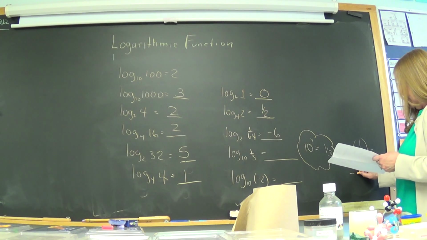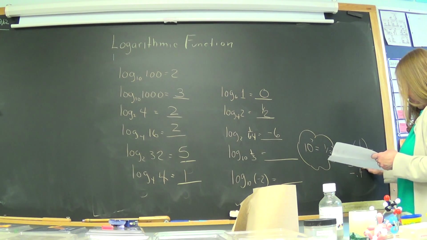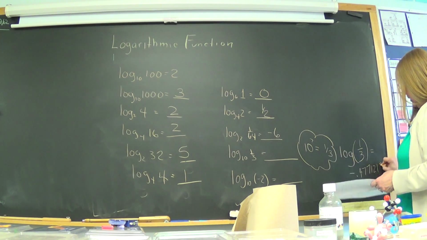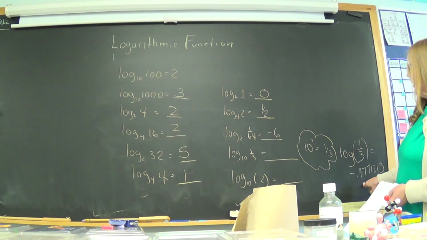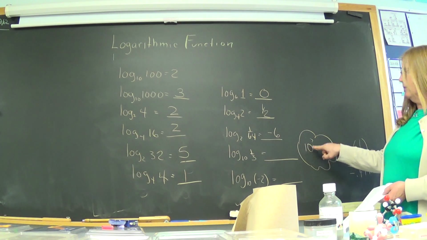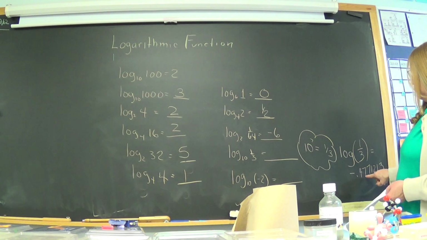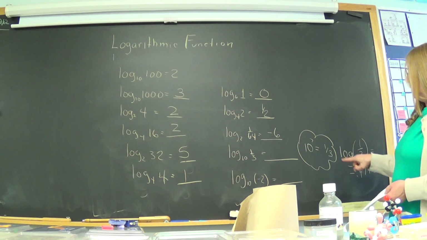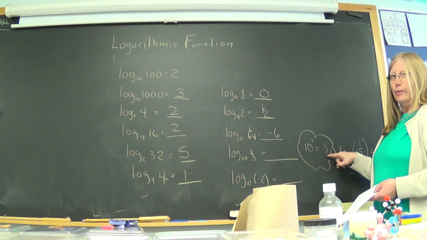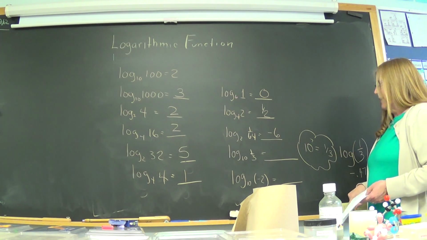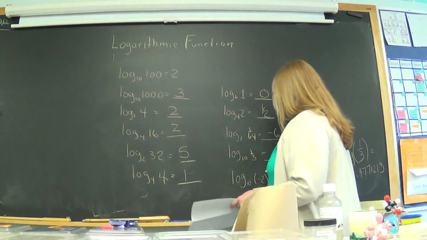When I did that, I got negative 0.4771213. So let's check that. Let's see if we raise 10 to the negative 0.4771213. Do you get 1/3? Something very close to 1/3. All right, so check that one.